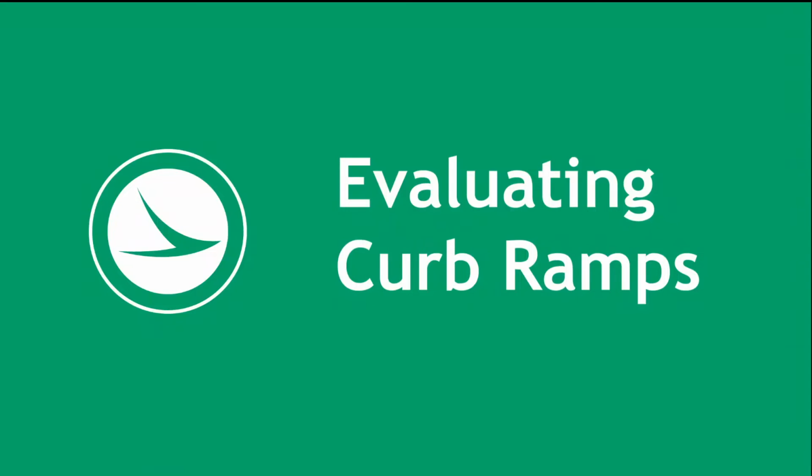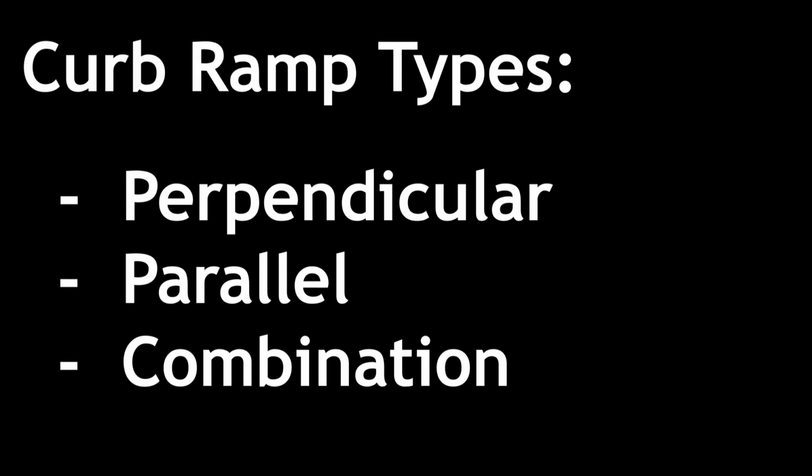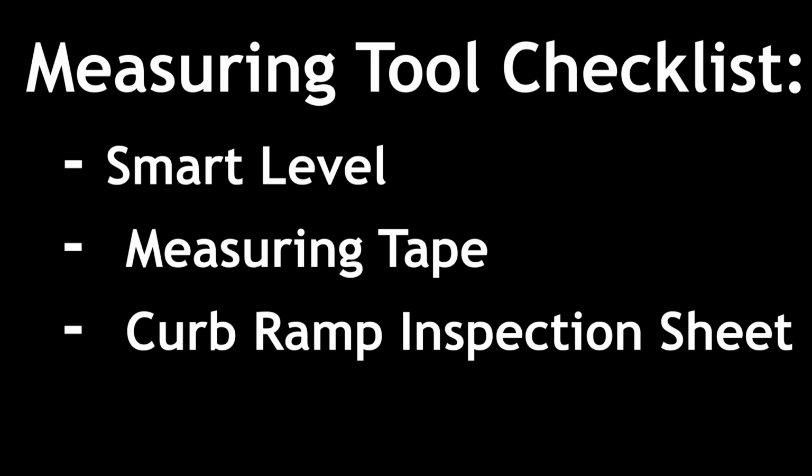Welcome to Evaluating Curb Ramps. This video will focus on three types of curb ramps: perpendicular, parallel, and combined. The tools needed for measuring a curb ramp include a smart level, 25-foot measuring tape, and a copy of the curb ramp inspection sheet. The first example is perpendicular.